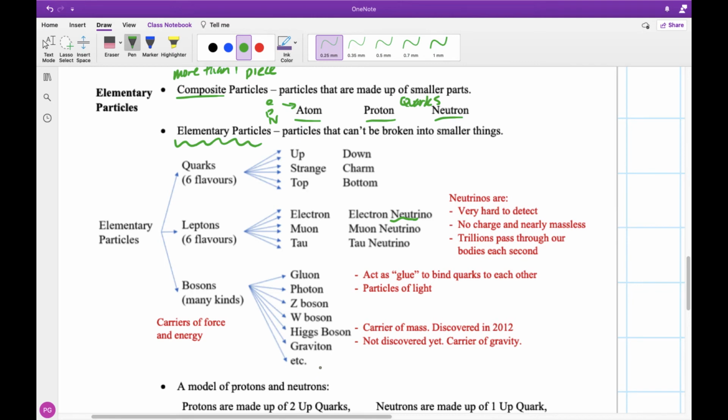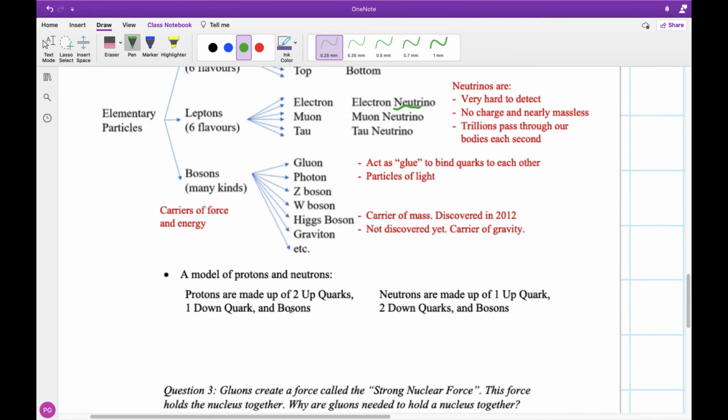Now, if this feels a little overwhelming and a little weird, that's totally normal. This is the sort of stuff that you would be learning about in university. But I want to introduce it to you and show you that it's not just atoms, protons, neutrons, and electrons, that there's actually tons of other types of particles that exist that allow you to break down these composite particles even further.